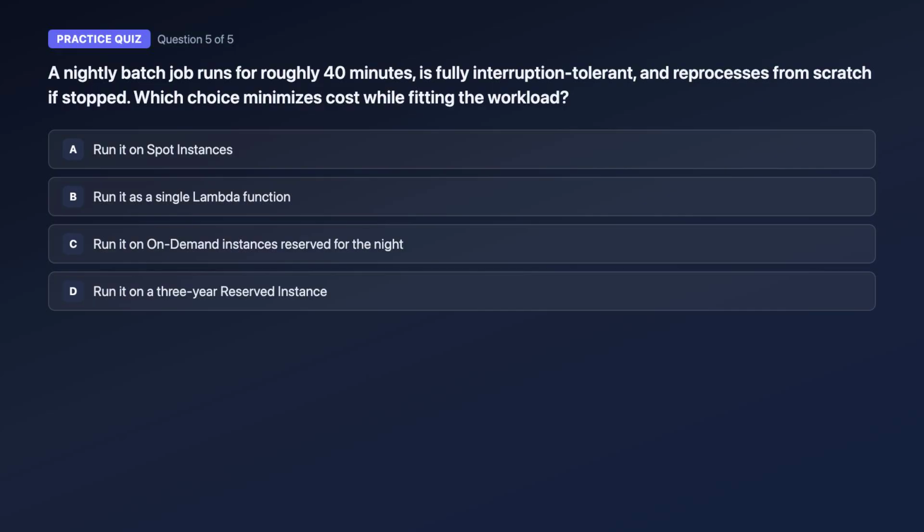Option A, run it on spot instances. Option B, run it as a single Lambda function. Option C, run it on on-demand instances reserved for the night. Or option D, run it on a 3-year reserved instance. Lock in your answer before I give it away.